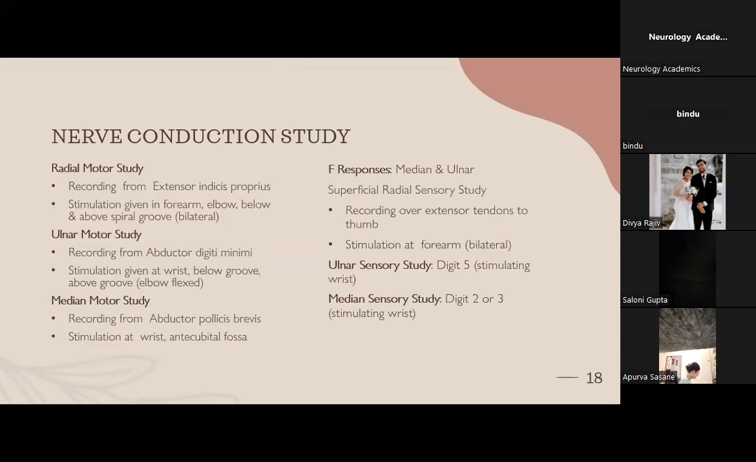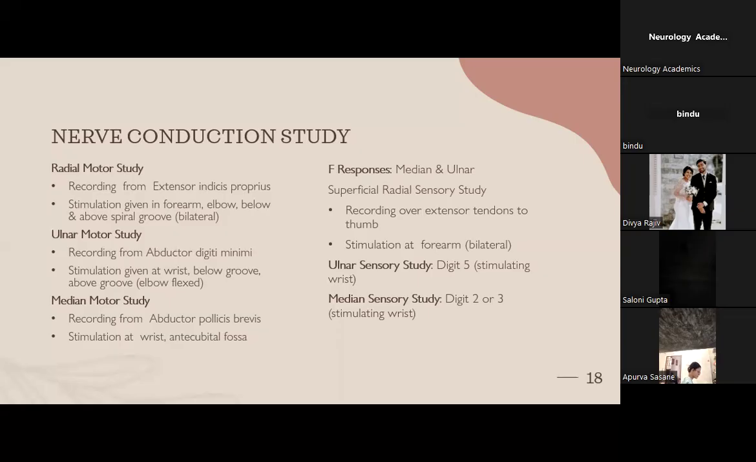For the ulnar motor study, abductor digiti minimi is recorded and stimulation is given at the level of the wrist, below the groove, and above the groove, with the elbow flexed. For the median motor study, recording is from abductor pollicis brevis and stimulation is given at the level of the wrist and anterior cubital fossa.